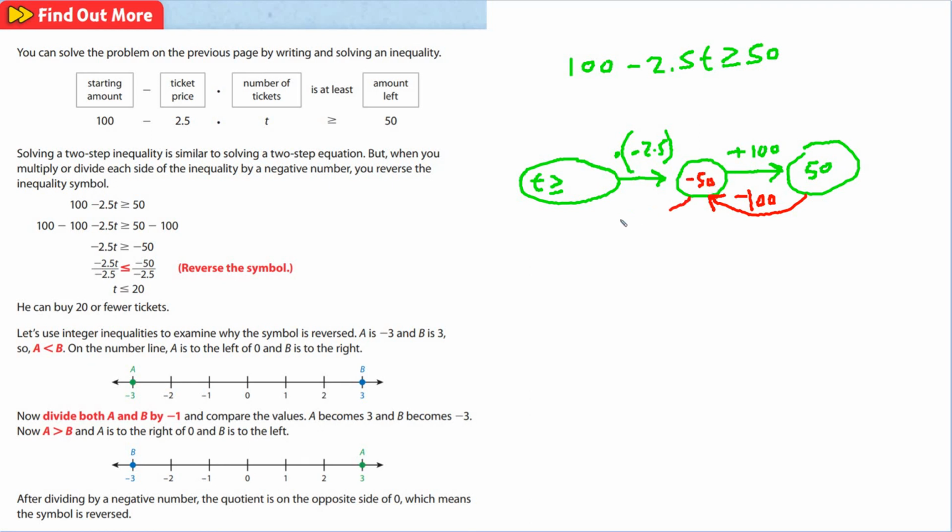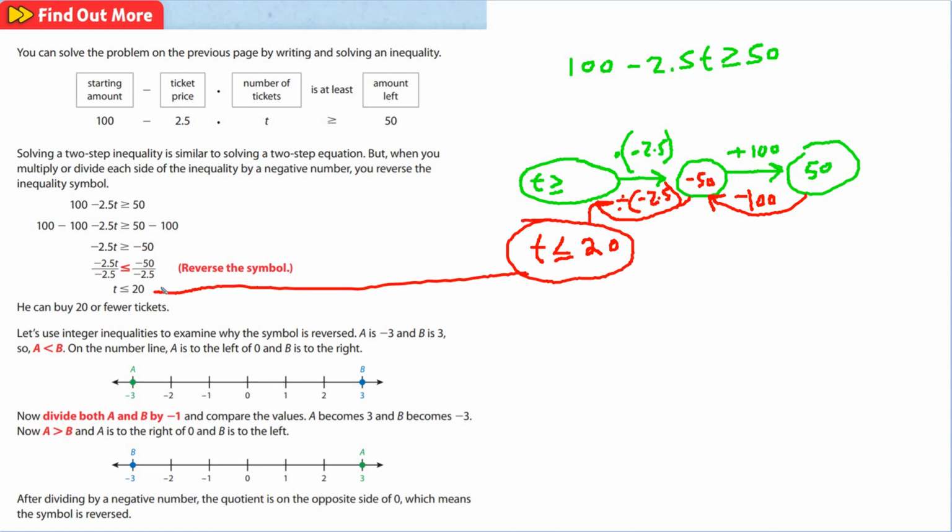Now, watch this. Negative 50 divided by negative 2.5. Whenever you divide or multiply by a negative, you change the inequality symbol. So now we have t is going to be less than or equal to. And negative divided by negative is positive. 50 divided by 2.5 is 20. So there it is. Same as that. So he can buy 20 tickets of fuel. He can buy 20 fuel tickets.